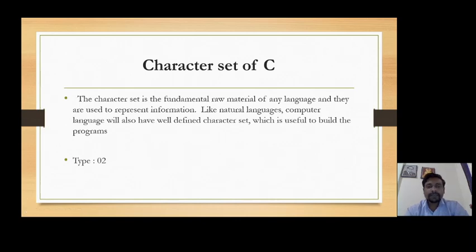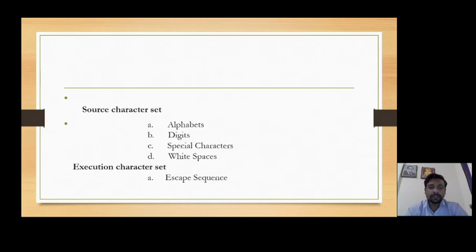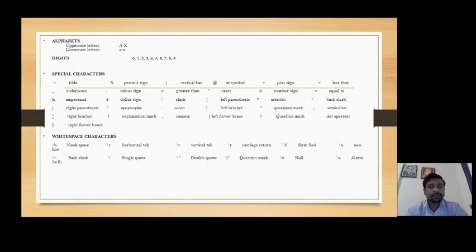Then there are some fundamental aspects of designing a C program, that is, the character set. Like any other programming language or natural language, we have a set of characters to build a program. Those character sets are the source character set and the execution character set. The alphabets, digits, special characters and white space are considered the source character set, whereas the execution character set consists of escape sequences. Those are a few examples of how character sets look.